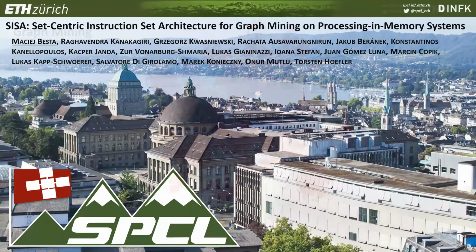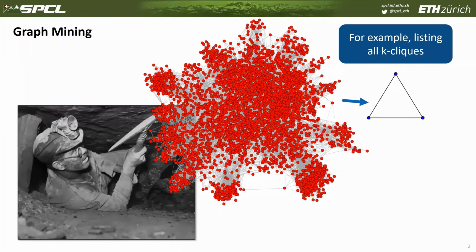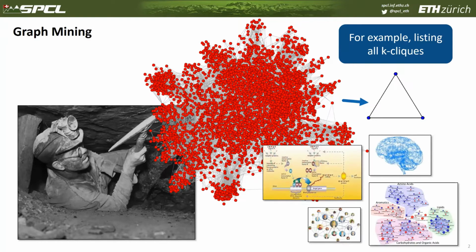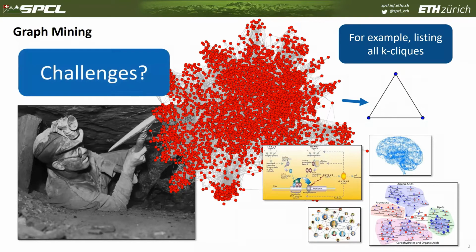Graph mining is a part of the graph processing landscape in which we care about solving complex problems on graph datasets, for example, listing k-cliques or enumerating some other complex graph patterns. Graph mining has been used in a lot of different computational domains, for example, biology, chemistry, and many others. Let's take a look at what are the challenges in today's graph mining.